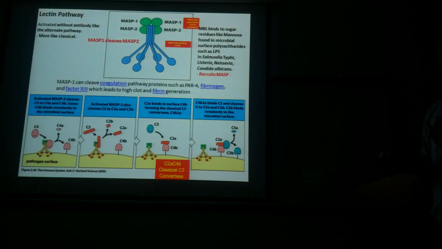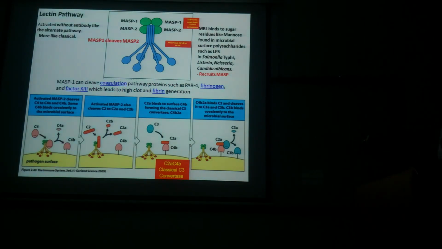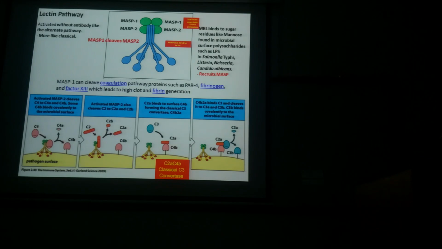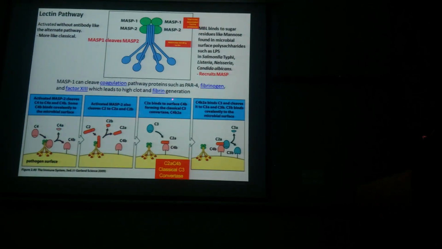But first, this is not the only job that these serine proteases are doing inside our bodies. You should also remember this, that MASP1 can also cleave coagulation pathway proteins such as PAR4 or fibrinogen or factor VIII, which leads to clot and fibrin generation. Okay, so they are not only involved here in activation of different complements in the lectin pathway, they are also involved in the coagulation pathway, and the clotting which happens when somebody is injured.